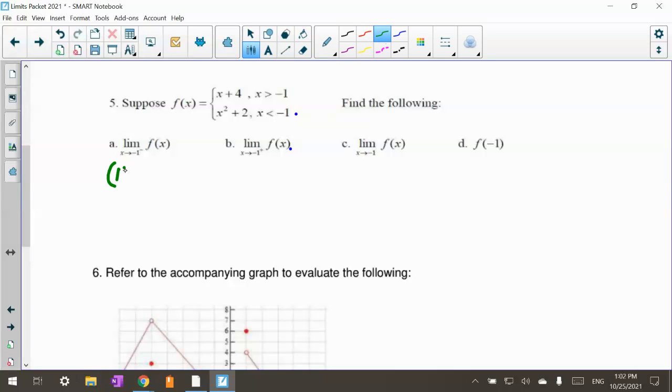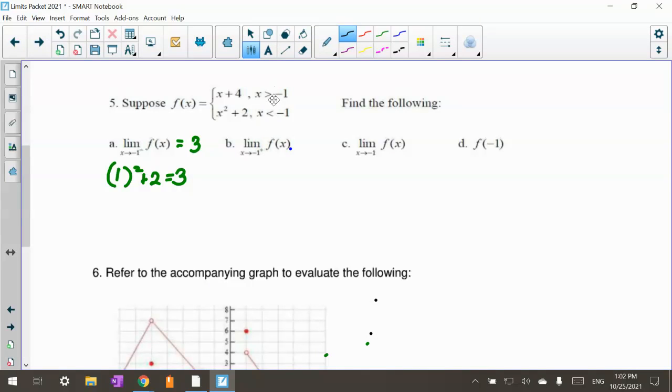So I've got 1 squared plus 2. So I'm going to get a 3. So that equals 3. Is that on the graph? No. It asks me when I am approaching it from the left. Notice negative 1's not even on this graph at all. Do you see that? Negative 1's not on this graph at all.